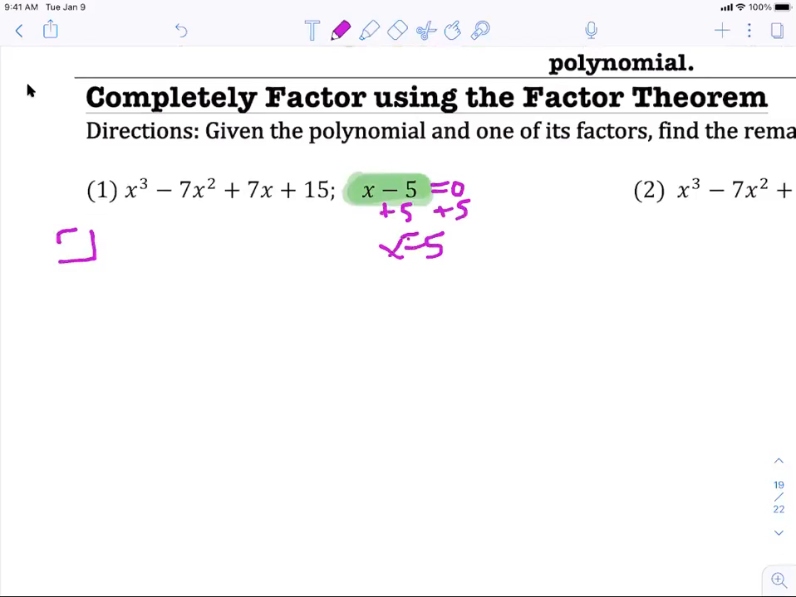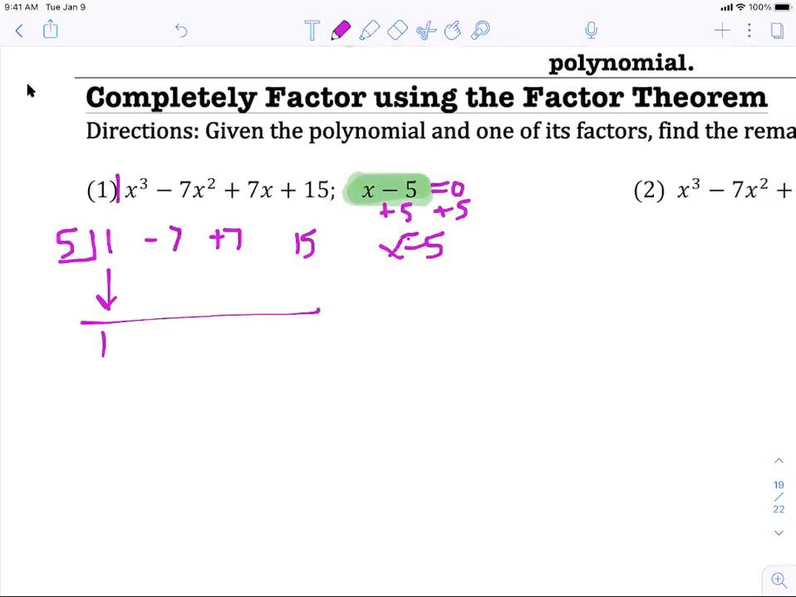So if I know 5 is a factor, well, let's fill it in and let's divide and see what we're left over with. So obviously, I'm going to check for fillers. So I have an x cubed, x squared, x, number. Those are all in order, so we are good to go. So I'm going to pull all of those numbers out, signs and all. And let's begin synthetically dividing.